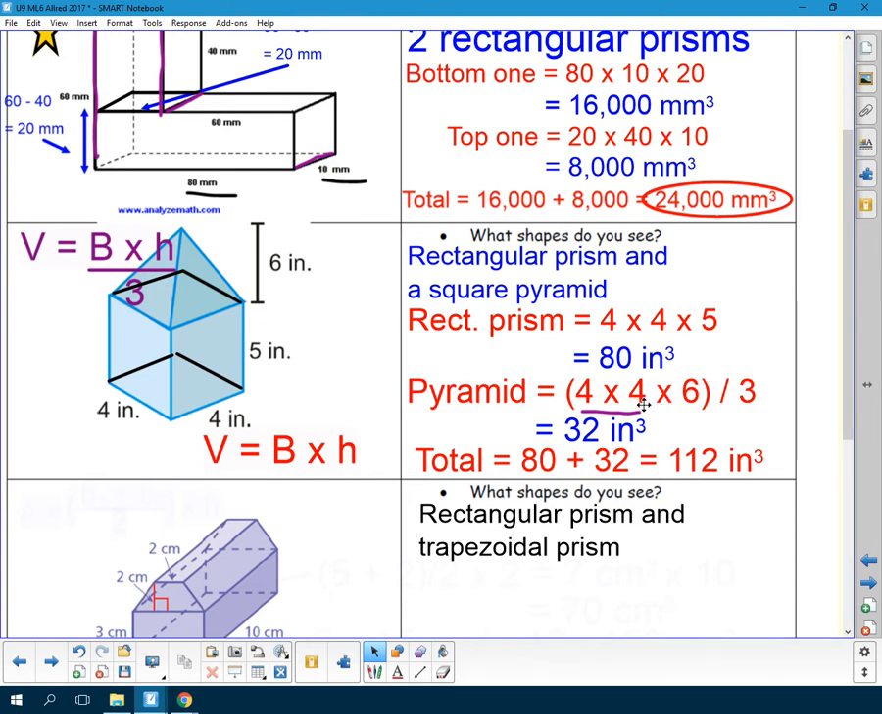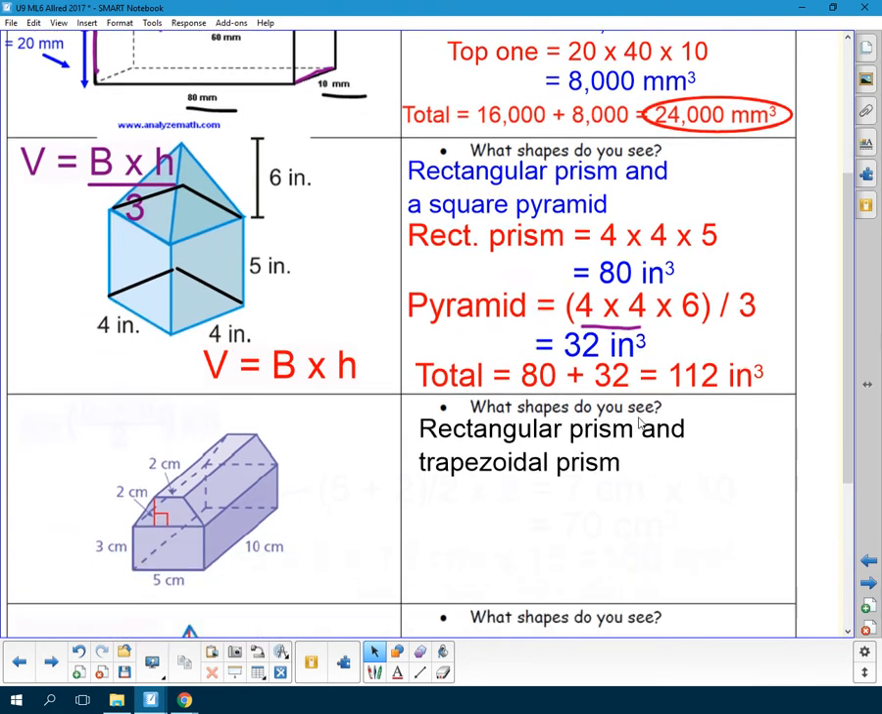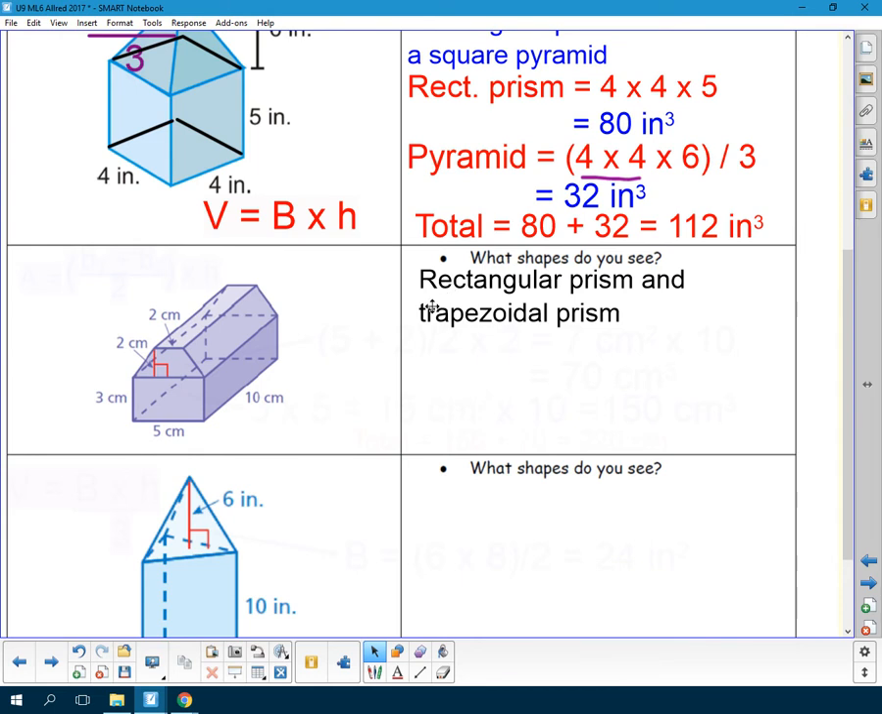the top trapezoidal prism. To find the volume of the rectangular prism on the bottom, I did 3 times 5, and I got 15 centimeters squared. Now I multiplied it by 10, the same height of that prism, and got 150 centimeters cubed.